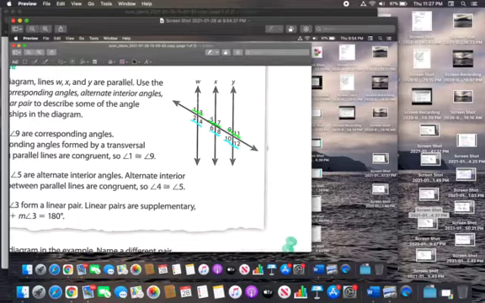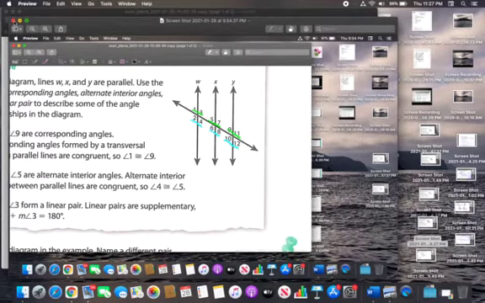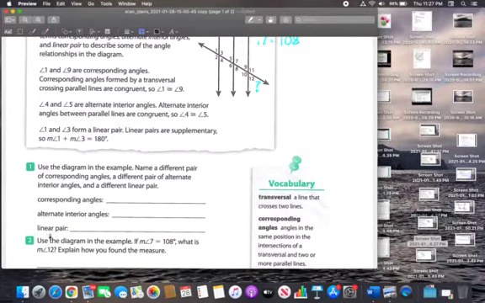Well, what about up and down? Can't we do that also? So we could also say 1 and 2 are supplementary, 3 and 4, 5 and 6, 7 and 8, 9, 10, 11, and 12. So you had a lot of choices on the linear pairs. So let's go to number 2.